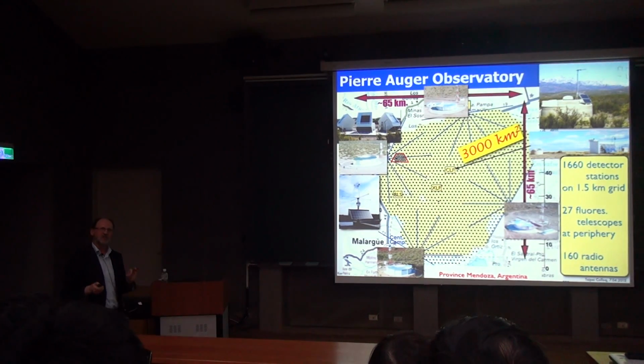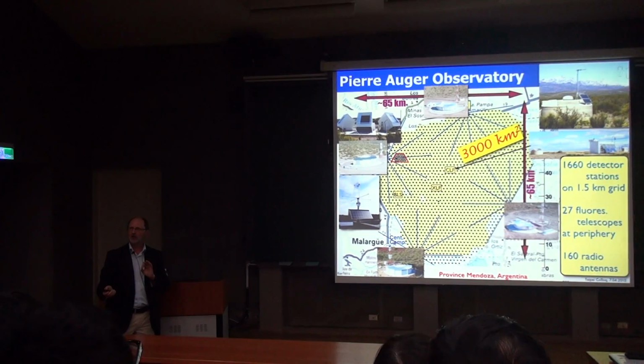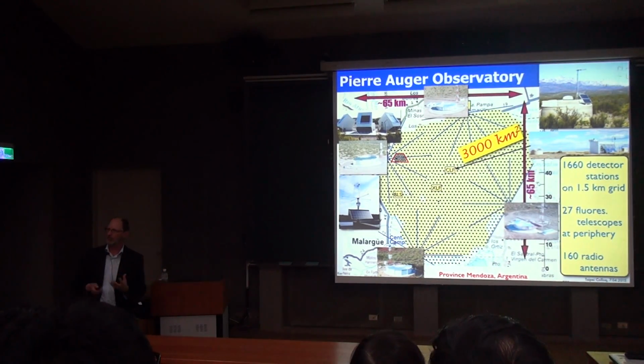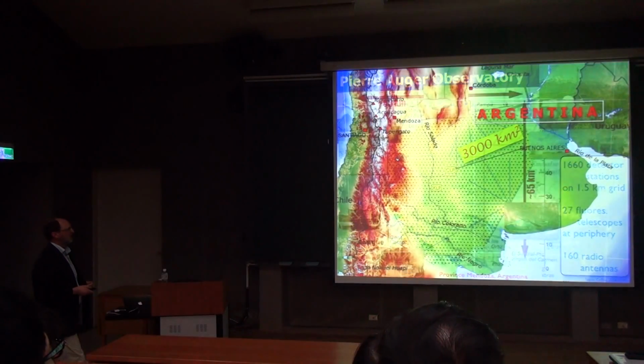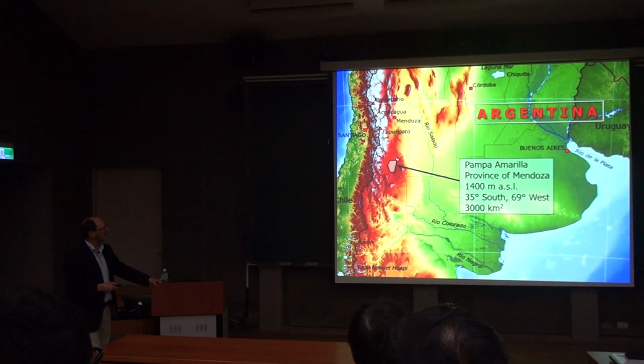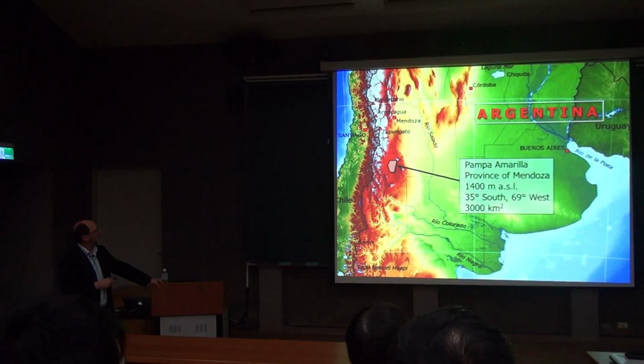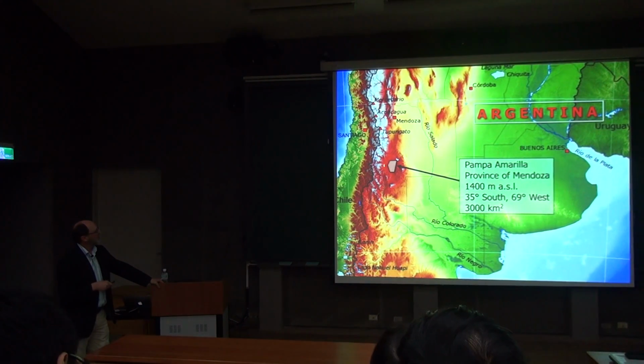That means you observe the same physical shower by two independent techniques, and that allows you to compare the results and study systematics and so on and so forth. So it's very important experimentally to have these independent observations. And so the experiment is located in Argentina. You see Buenos Aires, Santiago de Chile, and here there is a plateau of about 1,400 meter height where the observatory is located.